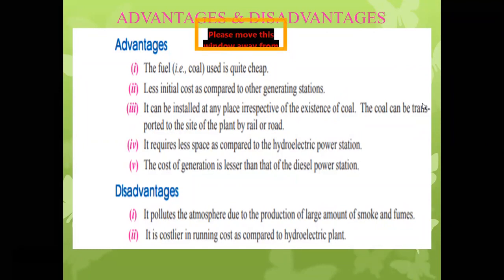It can be installed at any place irrespective of the existence of coal. As we know, steam power stations are situated at Nashik Eklahare thermal power plant, in Parli Vaijnath, and I think also on the Chandrapur side.